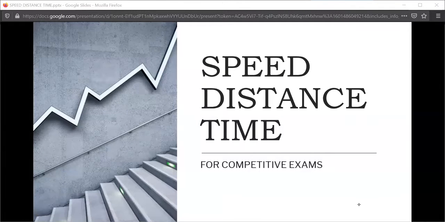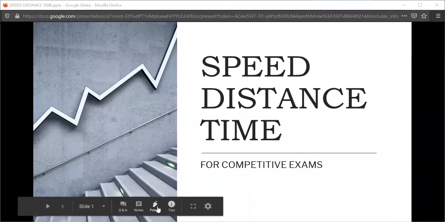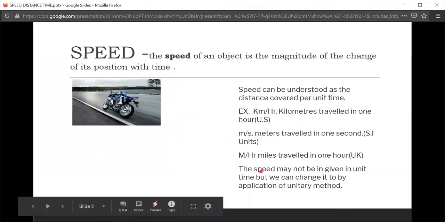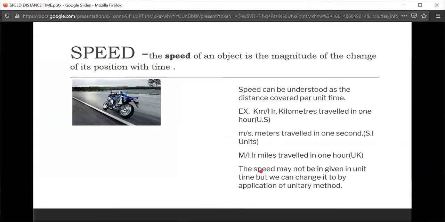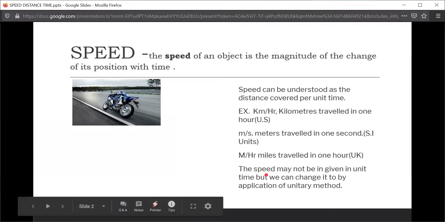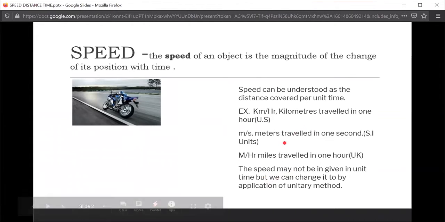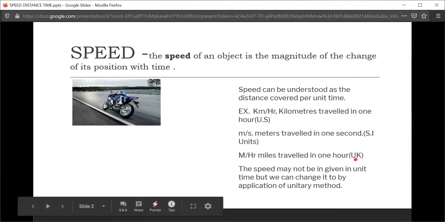Today we'll be learning about the concept of speed. When we talk about the motion of an object, we talk about speed. When an object is moving, changing position with respect to time, we are interested to know how fast it is changing the position. So speed can be understood as distance covered per unit time. The commonly used units are kilometer per hour, meter per second, miles per hour as used in the UK system.